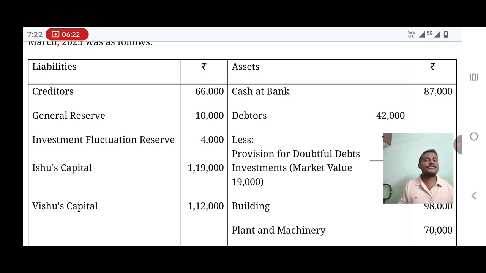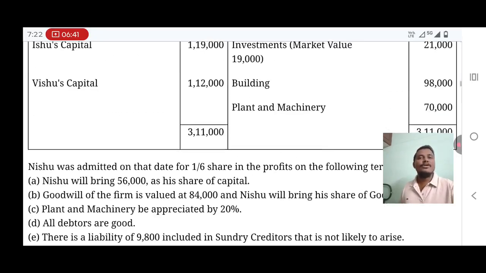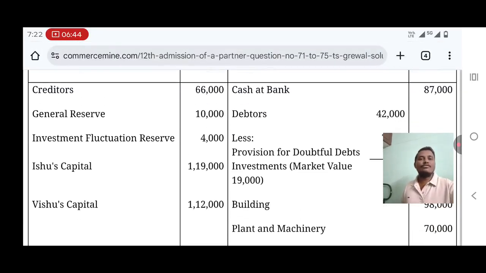Many people don't check inside the balance sheet, and mistakenly they skip many items and close the account, and the answer will come wrong, but they know the concept. Because of their careless mistake, they are missing the marks. So I am telling you again, before closing the capital account, before finding out the adjusted capitals, you have to check once again the balance sheet whether we have recorded all the items or not. So by general reserve, here the amount is showing 10,000.